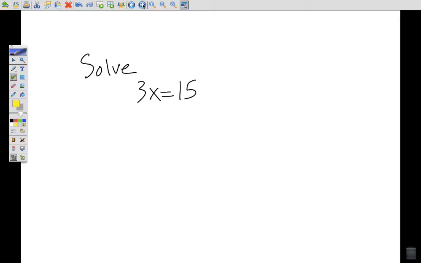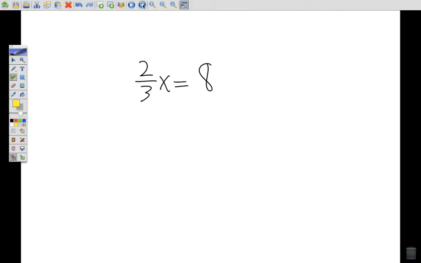Ask yourself, what is happening to x? The opposite of multiplying by 3 is dividing by 3. So let's divide both sides of this equation by 3 to give us our final answer of 5. If, however, your coefficient is a fraction, you could divide both sides by that fraction, because that in essence is the opposite of what's happening right now. Because what's happening right now is that x is being multiplied by 2/3.